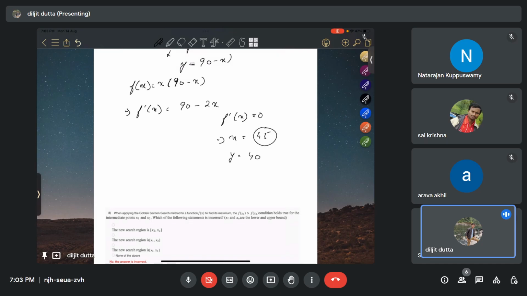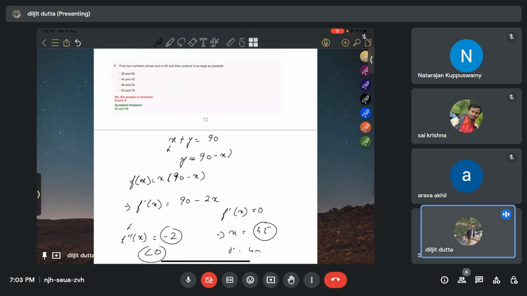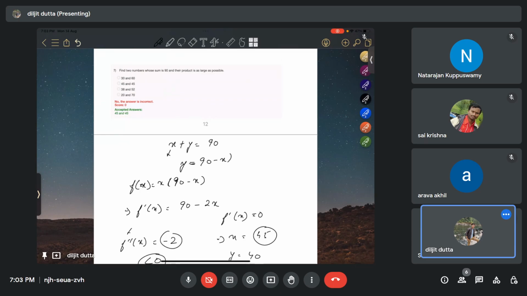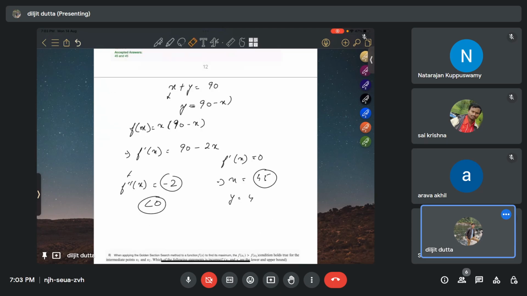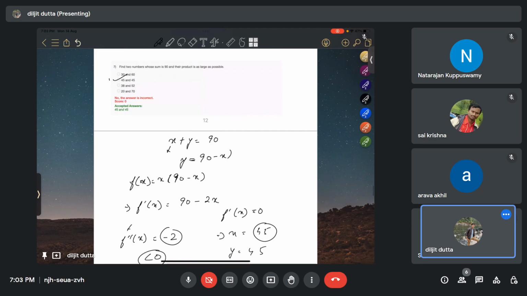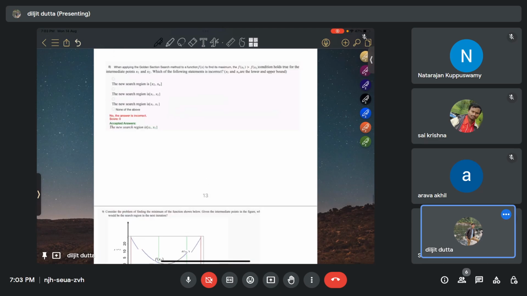And how do we know it's a maxima? We take f double dash x is equal to minus 2. f double dash x is less than 0, so it is a maxima. We get a maximum, and the numbers are 45 and 40. Oh sorry, not 40, it is 45. 90 minus 45 is 45 only, so it is 45 and 45. Again a very simple problem.